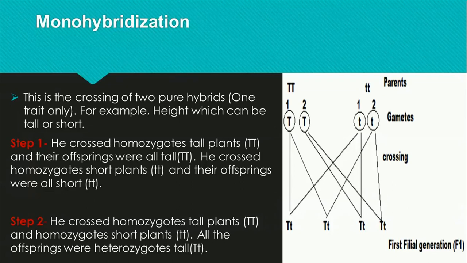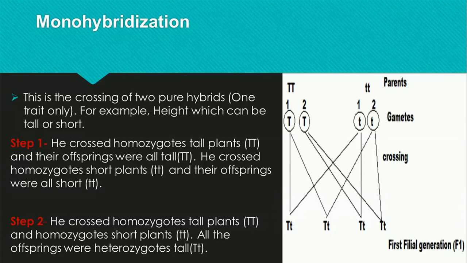So what did he do? Number one step, what he did was he crossed homozygote tall plants, homozygote, the same gene, capital T, so they were tall, right? And all the offsprings or children got it, they were all tall. Then he crossed homozygous short plants, and all the children or offsprings were all short. But don't forget, we are discussing seed here, so use offsprings or seeds.